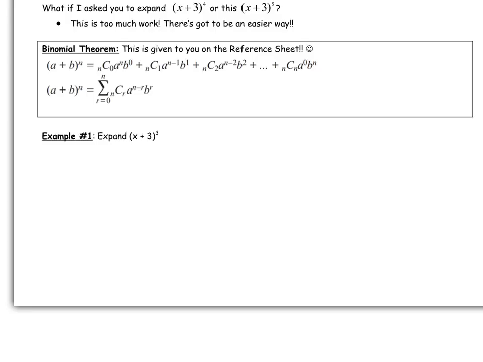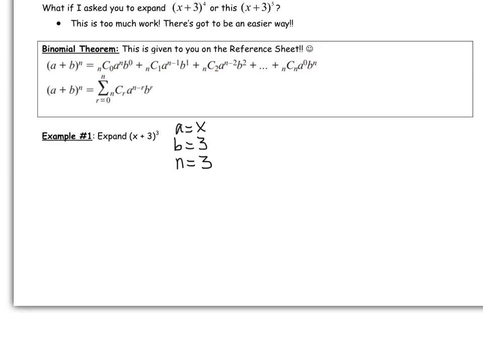Okay. The formula says a plus b to the n power, a plus b to the n. So in this example, what's my a, what's my b, and what's my n? So you should be telling me that a is equal to x, it's the first term in the binomial, b is the second term, so my b is 3, and you should be telling me that my n is also 3, where n is the power that I'm being raised to. So let's take it term by term.